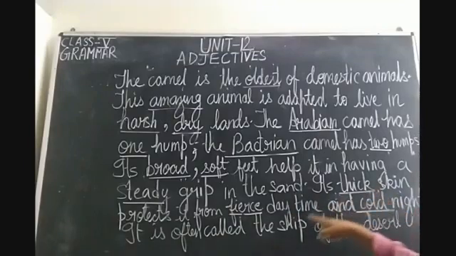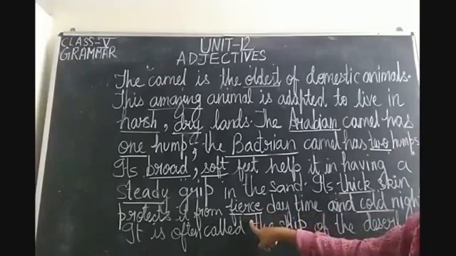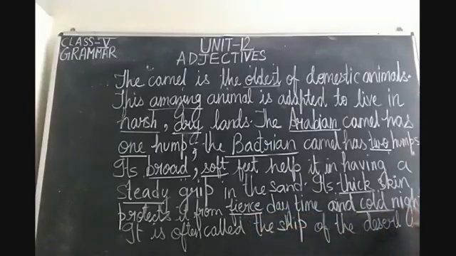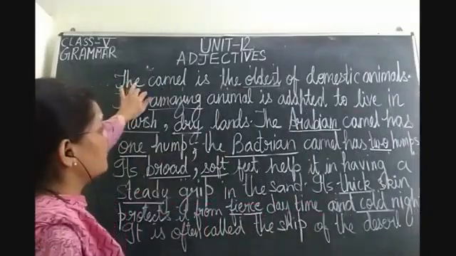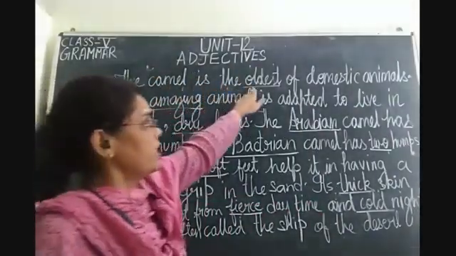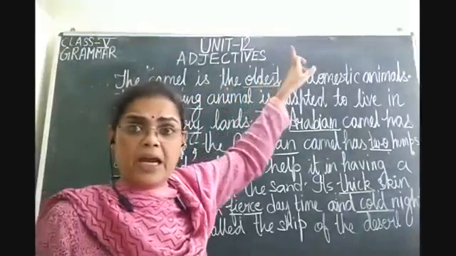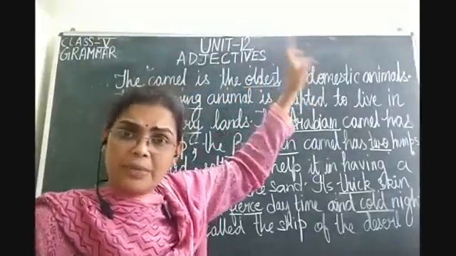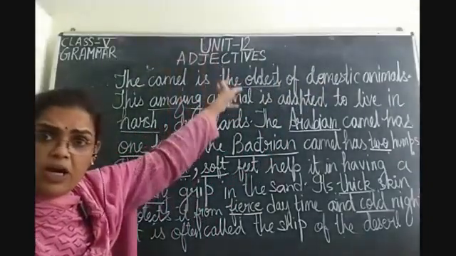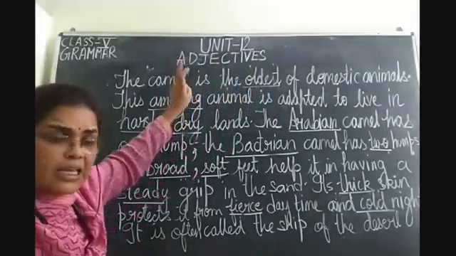Skin ko. And protects it from fierce daytime. Daytime is the noun. Which word is describing it? Fierce, and cold nights. Night is the noun. So once again children, the camel is the oldest of domestic animals. Oldest is describing the camel, which is the domestic animal. So oldest is the describing word and it is describing the camel.